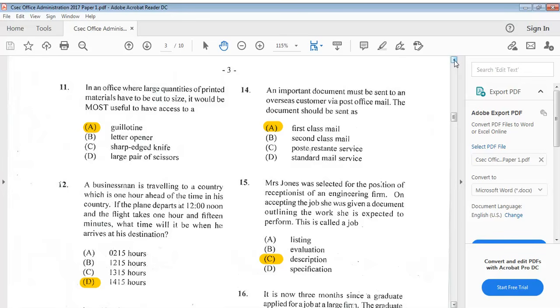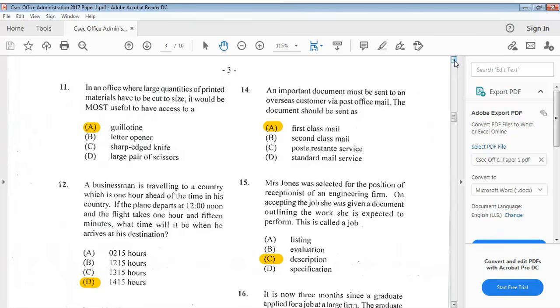An important document must be sent to an overseas customer via post office mail. The document should be sent as A. First class mail, B. Second class mail, C. Poste Restante service, or D. Standard mail service. We know it would be A. First class mail, right? Because it's a very important document. Let's move on to number 15.